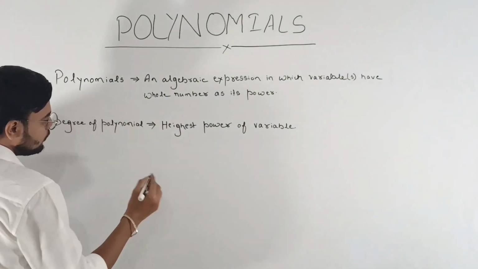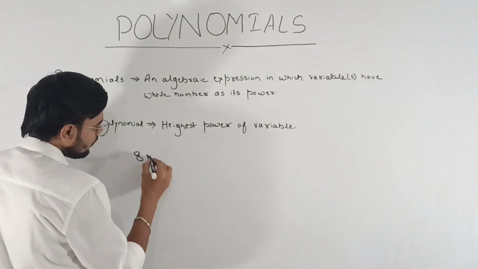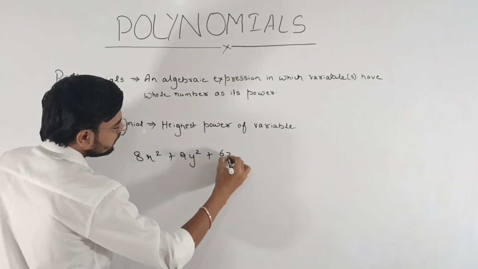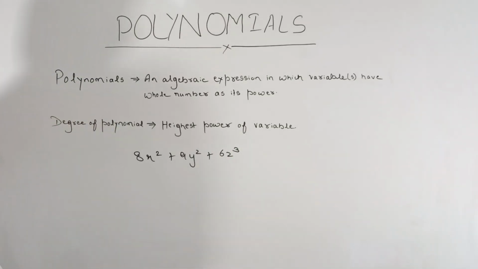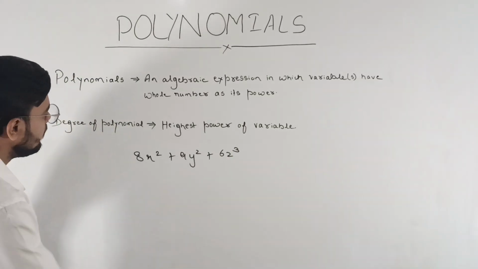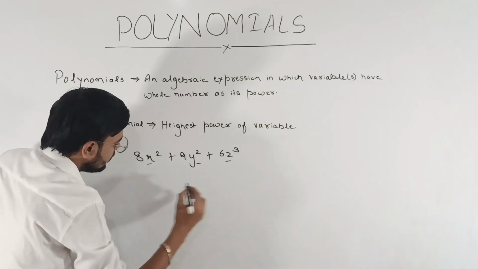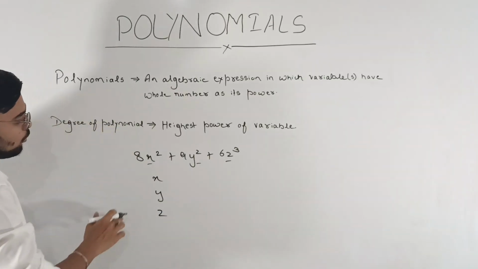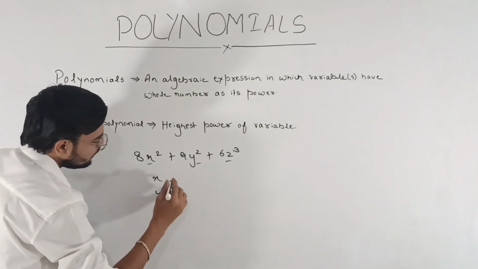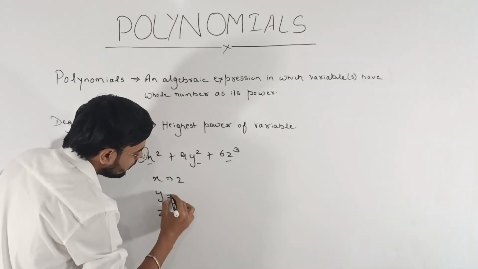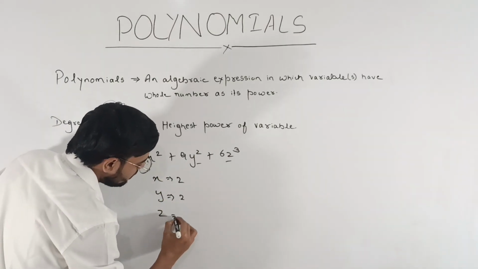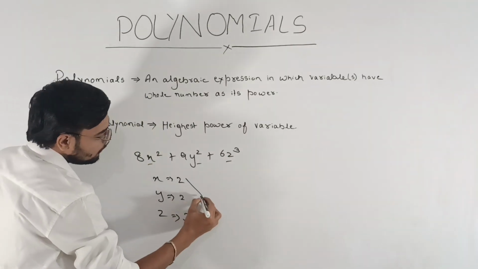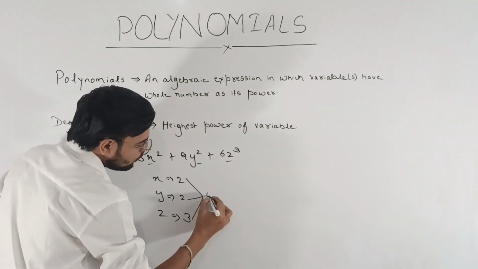Okay. Now look, suppose you have an algebraic expression 8x square plus 9y square plus 6z cube. Now, what is the variable of this algebraic expression? The variable is x, y, and z. And now look the power of the variable. Power of variable x is 2. Power of variable y is also 2. And power of variable z is 3.